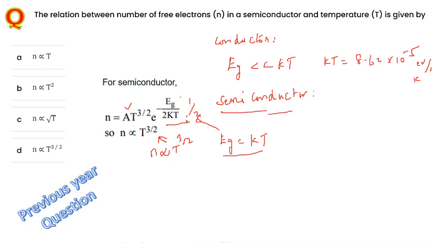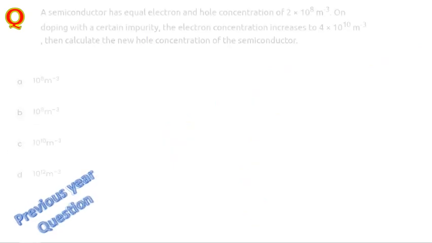Suppose in case of an insulator, you just remember this: the Eg value should be greater than the Kt value. So based on this, for the semiconductor, the value N is proportional to T power 3 by 2.